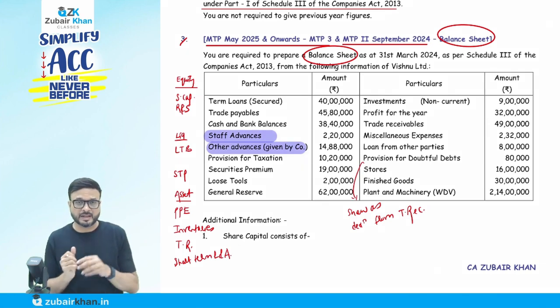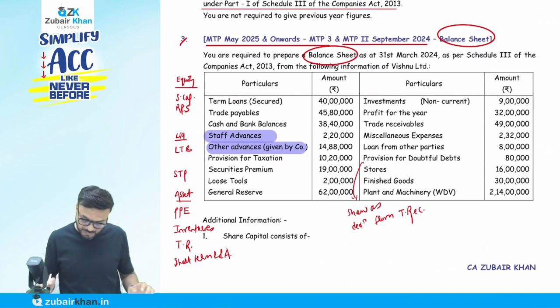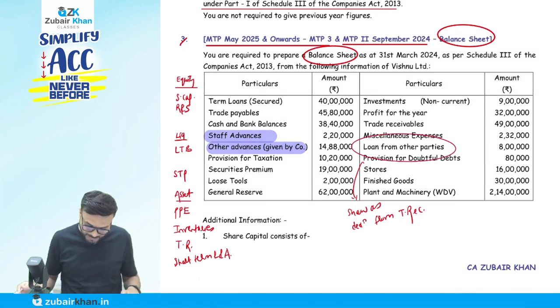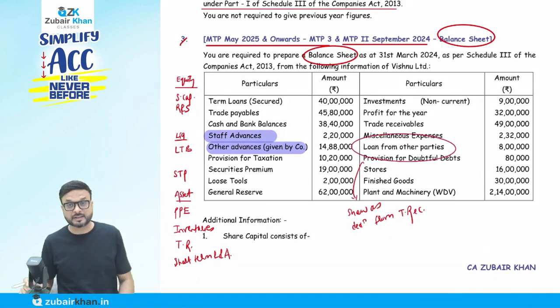Now, one more thing I will discuss with you: they have mentioned the provision for tax, loss, general reserve, and that they have taken a certain loan, a loan from other related parties. It is mentioned that there is 8 lakh.